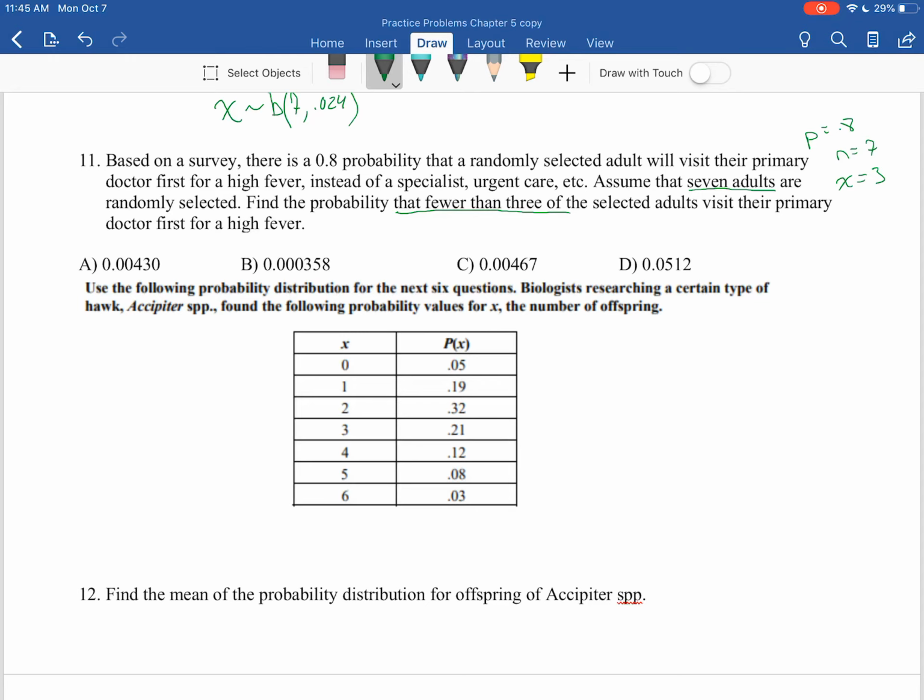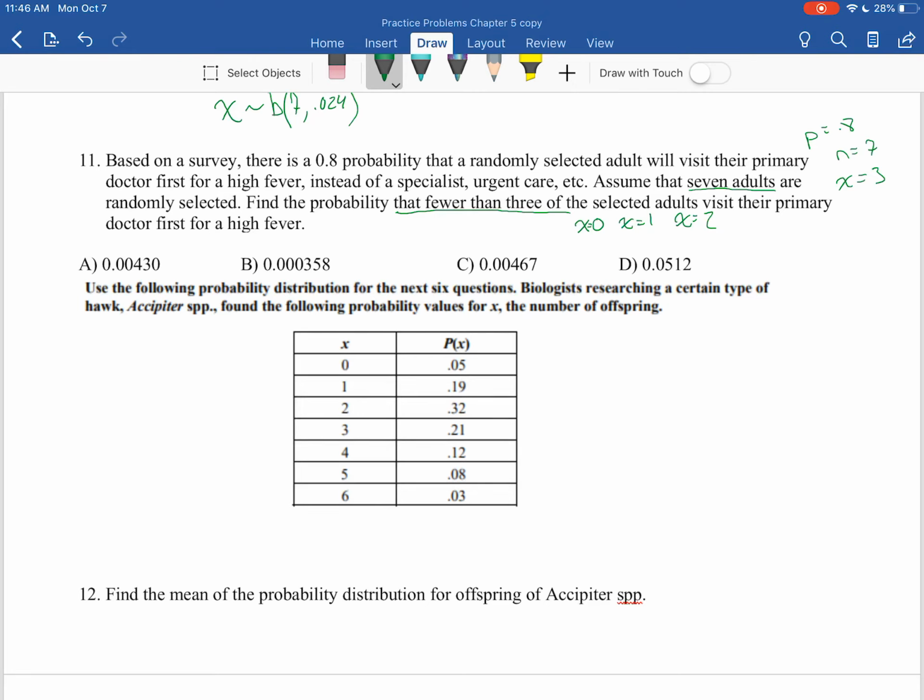So what is less than 3? Well, 2 is less than 3, 1 is less than 3, and 0 is less than 3. 3 is not less than 3, so we wouldn't include that. We're just finding the probabilities of finding 0, 1, or 2 individuals out of these 7 that won't go visit their primary care doctor first for a high fever. When we do this, we're going to have to set up 3 binomial distribution problems where our x is equal to 0, our x is equal to 1, and our x is equal to 2.